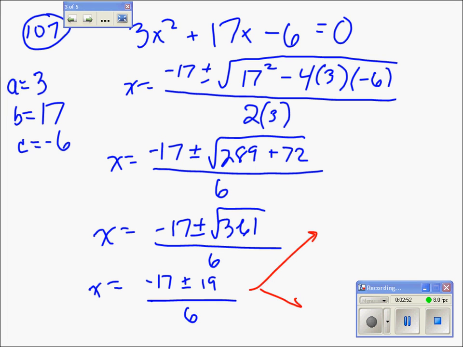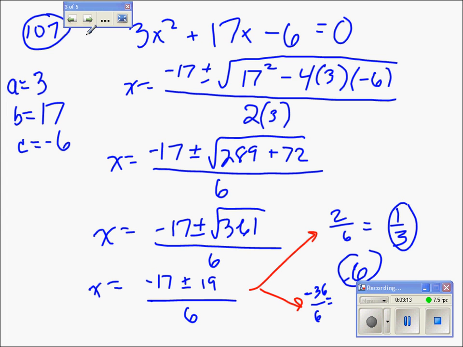And then we do the positive and the negative side. So up top it'll be negative 17 plus 19, that's 2 over 6, so that's a third. And on the bottom it'll be negative 17 minus 19, that'll be negative 36 over 6, which is negative 6. Sorry, I ran out of room.